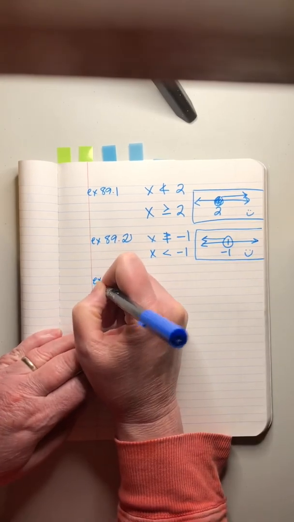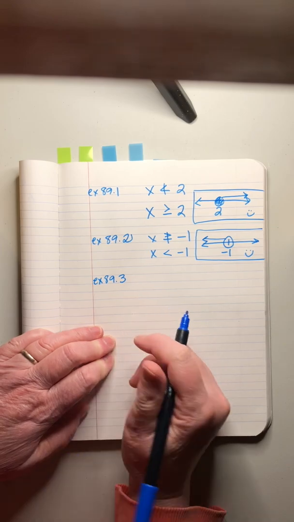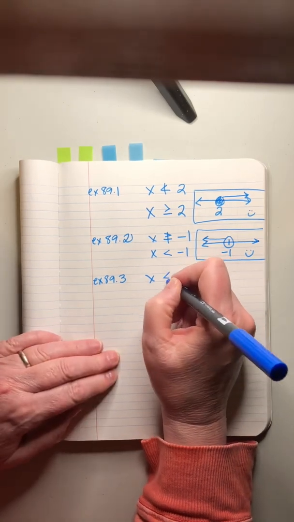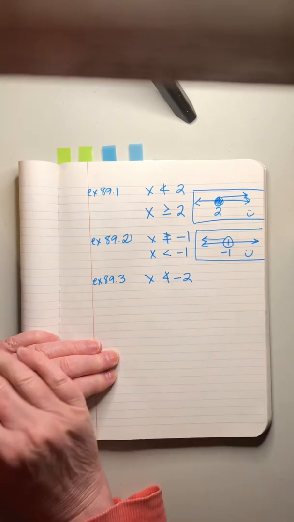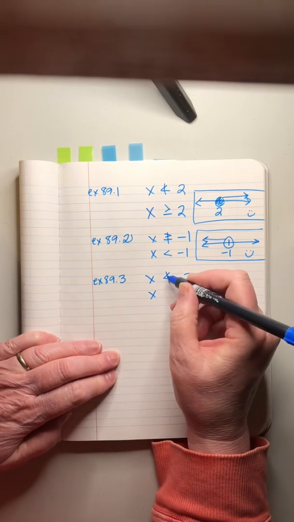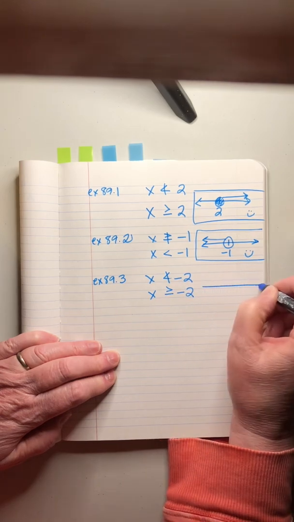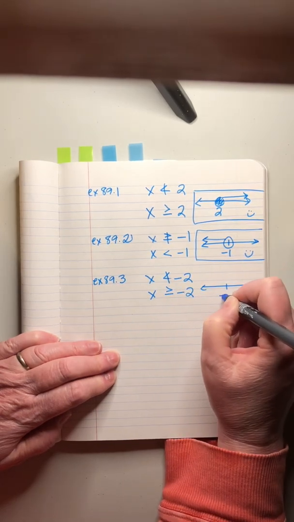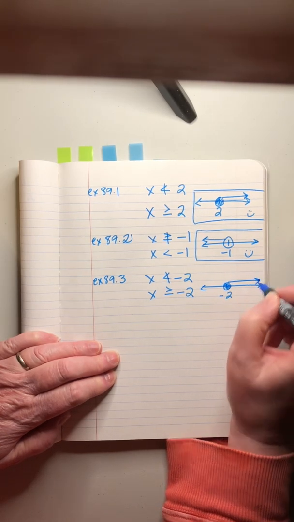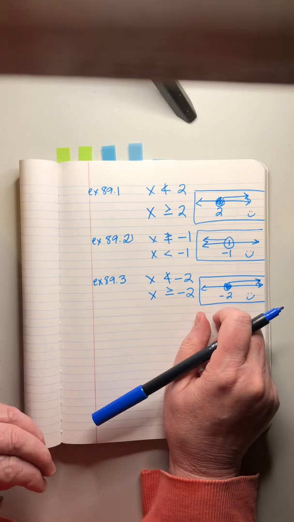And one more, and then we're done with our lesson. 89.3. Graph on a number line. X is not less than -2. And if x is not less than, that's only one thing we crossed out. It means there's 2 possibilities. There it is. And graphing is no different than anything we've ever done before. Color that in. Boom, chicka boom. That's the right answer.